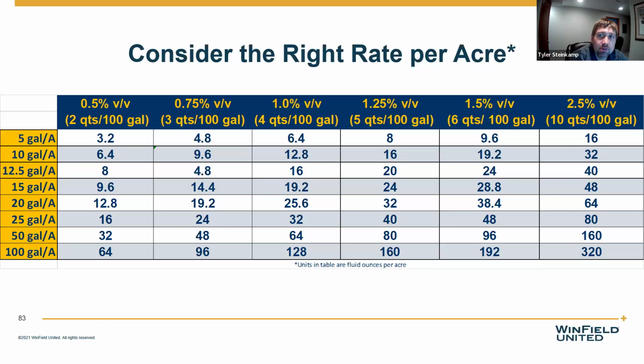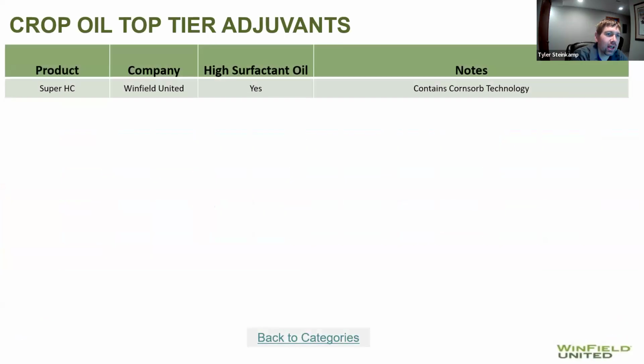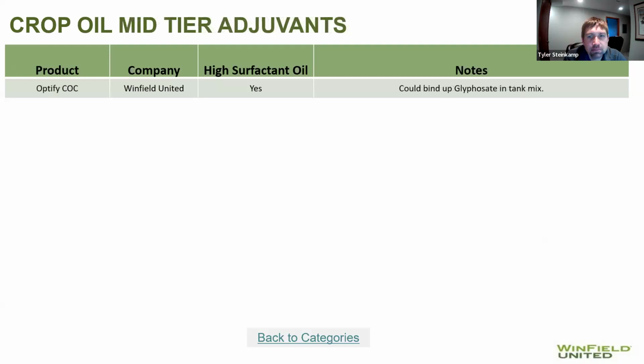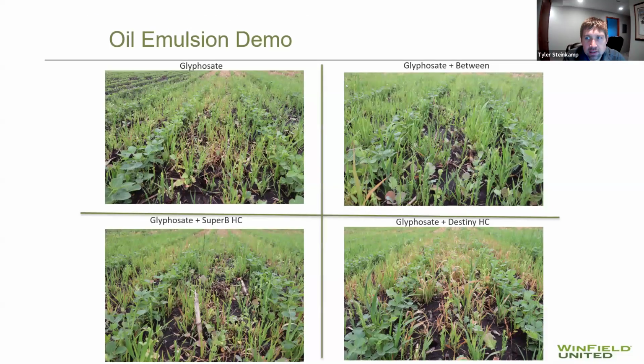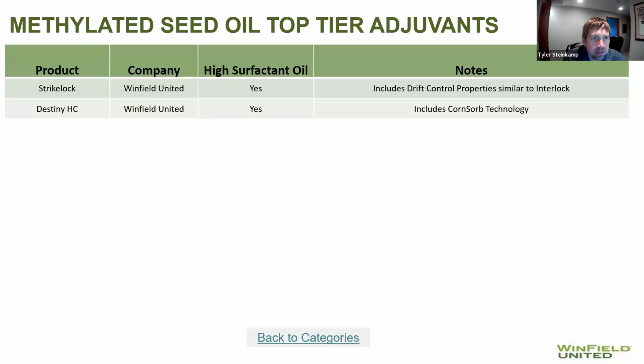All right, so let's look at some individual products here. We'll start with crop oil concentrate. So top tier here would be Superb HC, which has that Corn Sorb technology to increase the uptake of that herbicide in the spray tank. Optify COC would be kind of more our mid tier. And then we also have a Valcheck COC as well. That would be more of your traditional crop oil concentrate, so you do have to use it at a higher rate.